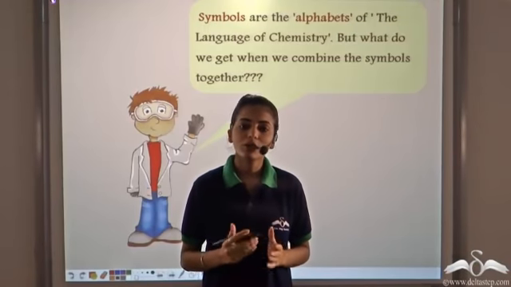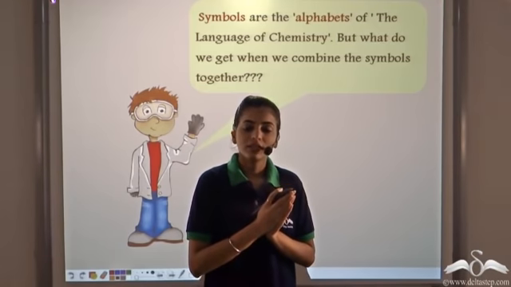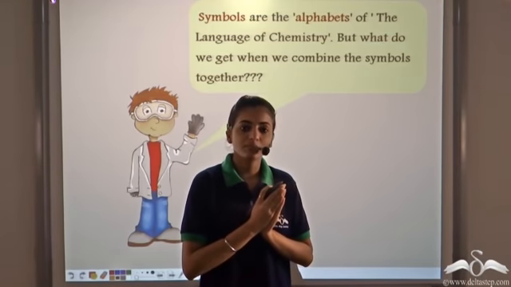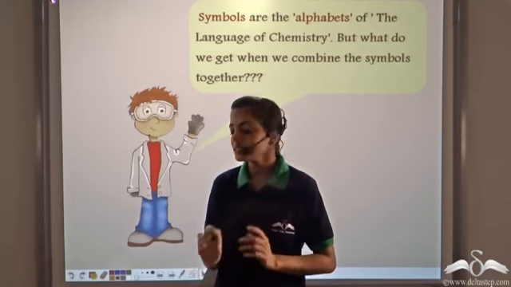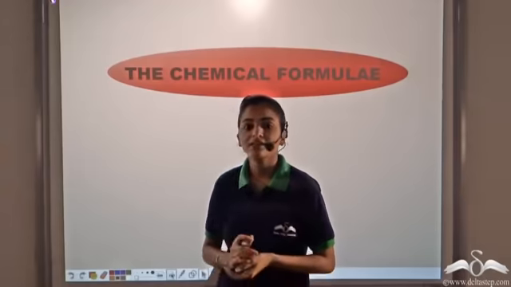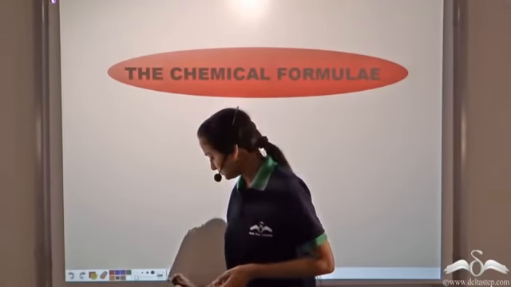We know that in all languages, alphabets combine to give words. The language of chemistry starts with the symbols. So what happens when these symbols combine? When these symbols combine, we get the chemical formulae. Let's see how we get these chemical formulae.